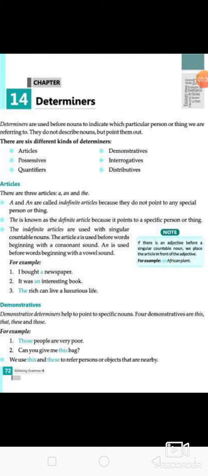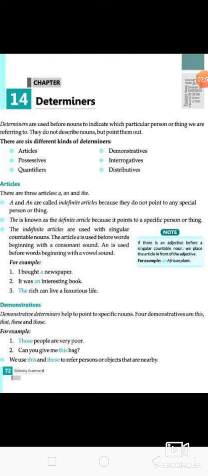Second is demonstratives. Demonstrative determiners help to point to specific nouns. The four demonstratives are this, that, these, and those. Those people are very poor. Can you give me this back?